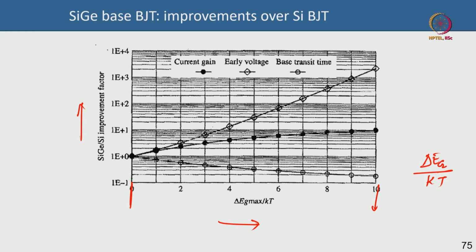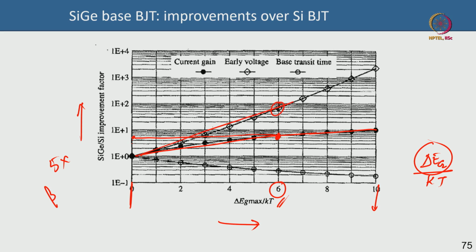So this is your current gain, this is the improvement in current gain. For instance, if you grade it 6 times kT, the band gap difference between the emitter base and the base collector that you have in grading the silicon germanium, if it is 6 times the kT, then you get an improvement in the current gain of a factor of 2, 3, 4, 5, a 5x improvement in beta. Okay. This is your early voltage.